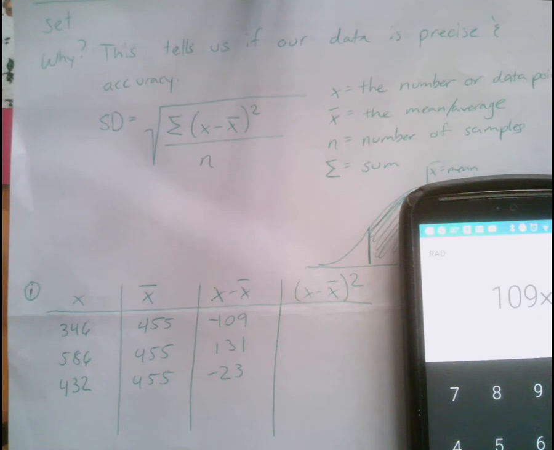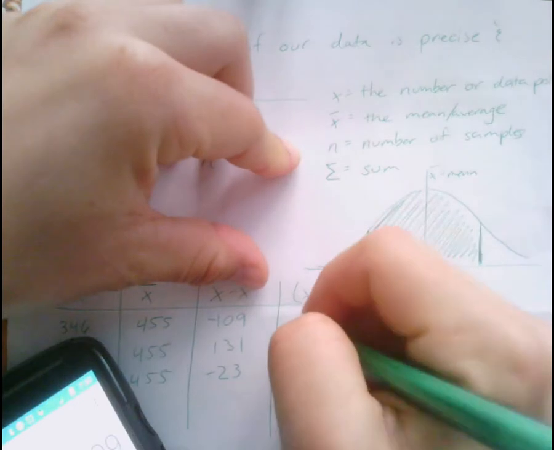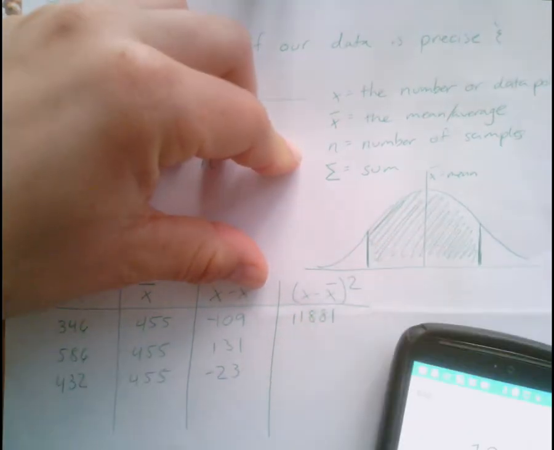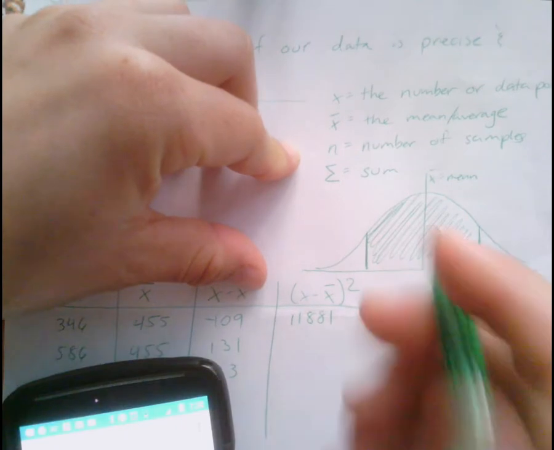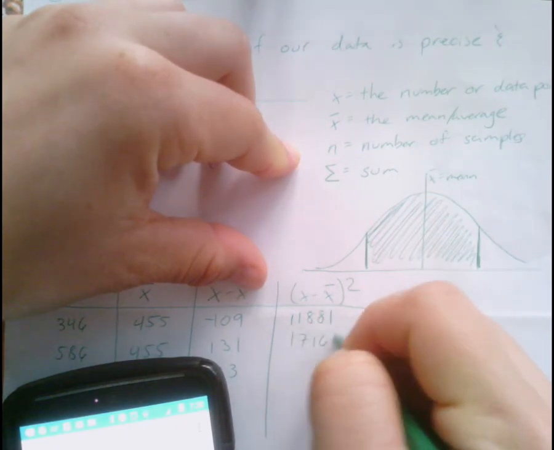Okay, it should be negative 109 times negative 109, but a negative times a negative is a positive, so you should know that hopefully from elementary school. Okay, so then I'm going to put in 11881, perfect. Then delete 131 times 131. Okay, so we've got 17,161.